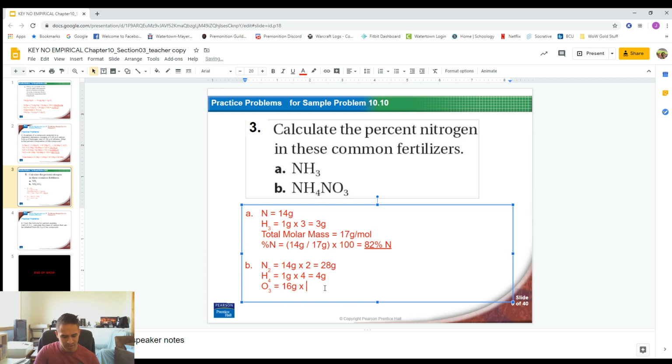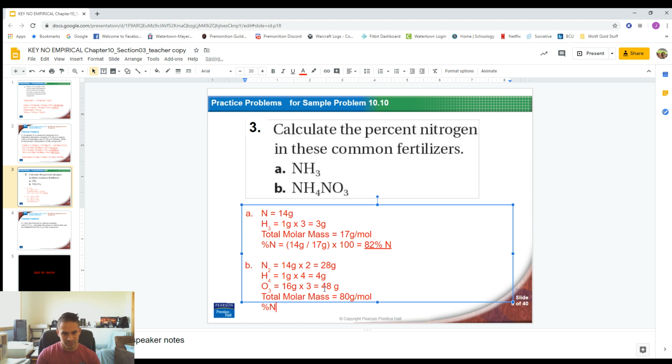16 grams times that by 3. And I'm going to do this on a calculator just to make sure that I don't mess up with the mental math. Okay, so 48 grams. So our total molar mass is going to be equal to 48 grams plus 4 plus 28. So this gives us a molar mass of 80 grams per mole.